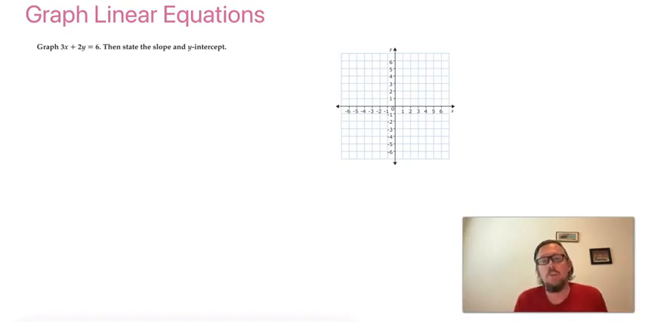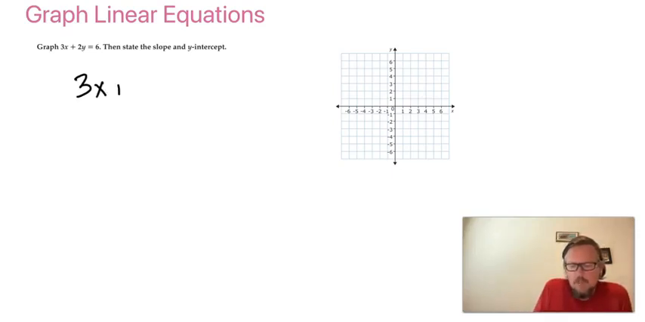One of the ways that we can do it is we can take the equation that is not in slope-intercept form and put it in slope-intercept form. The example that we have here is an equation that is written in standard form, 3x plus 2y equals 6. What we're going to do is rewrite this equation so that it is in slope-intercept form.